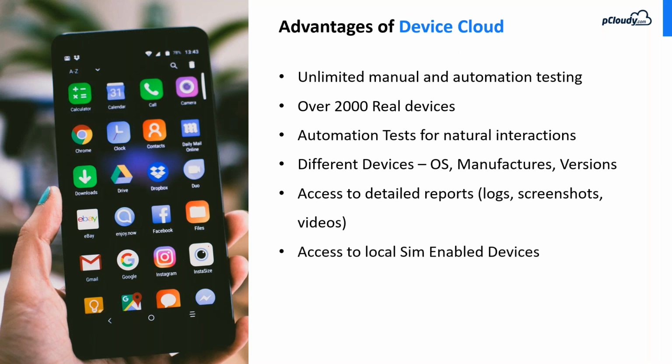We will also provide you access to the local SIM enabled devices in case your application needs testing on the local network and local operator network. You can pretty much use these devices with the local SIM enabled on those devices, or you can use the network simulation feature to simulate different network conditions on a specific device and see whether your application behaves properly on those devices.